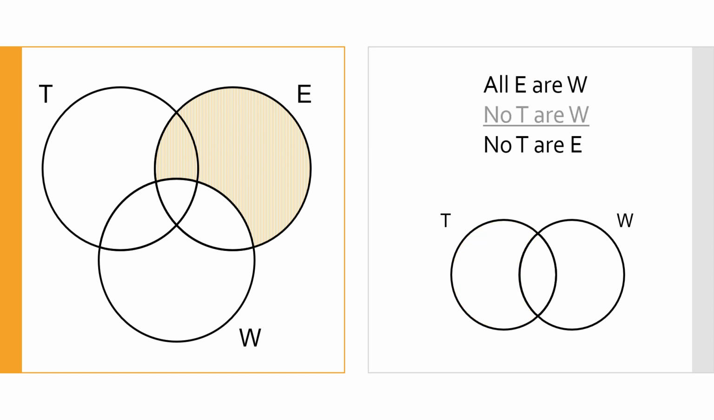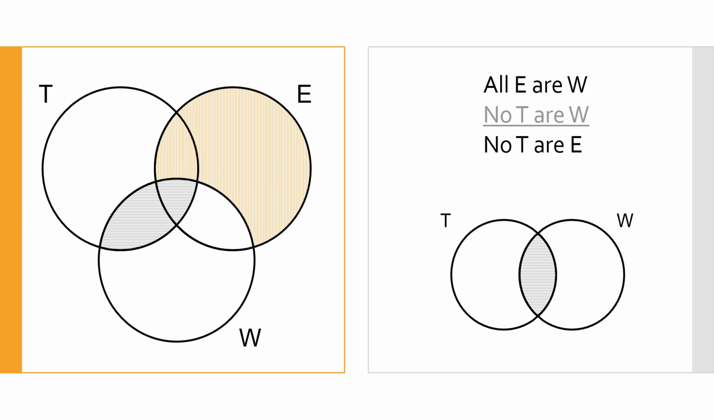The next step is to diagram the minor premise. And the minor premise says no T's are W's. And of course, what that means is anything that is both a T and a W would have to go. So we want to shade everything between those 2 terms, T and W, make that go away.